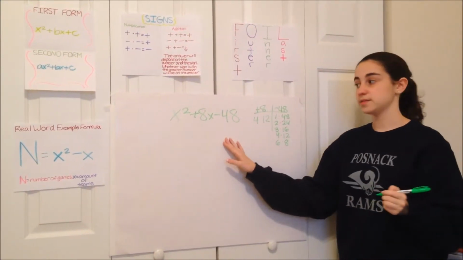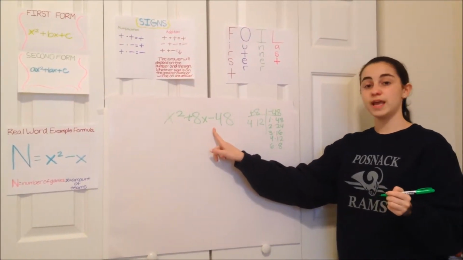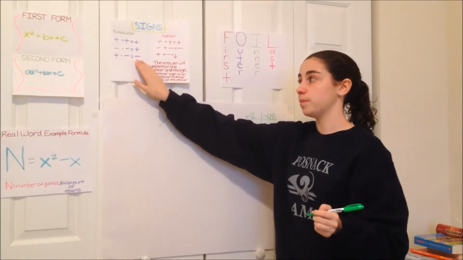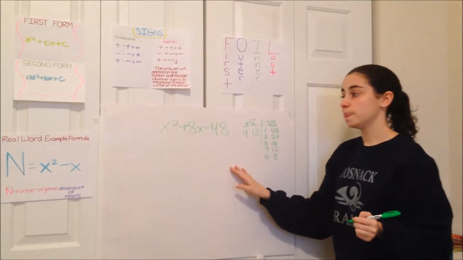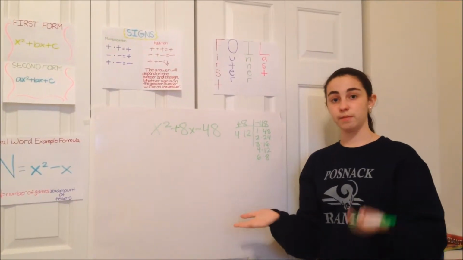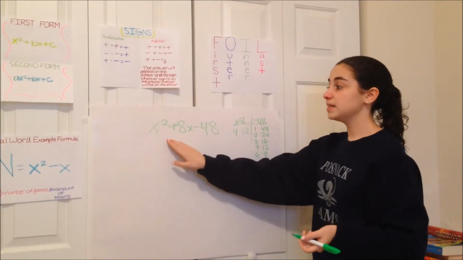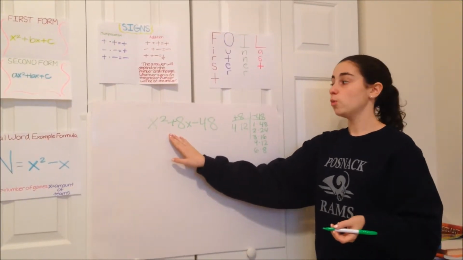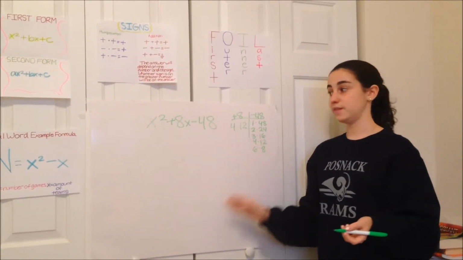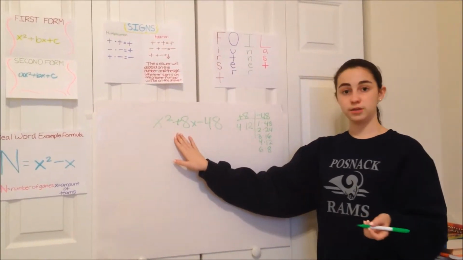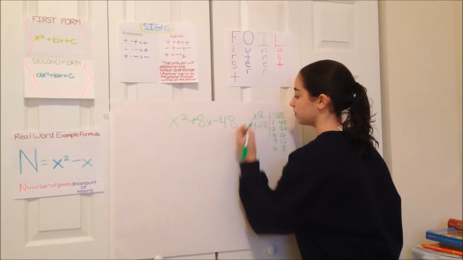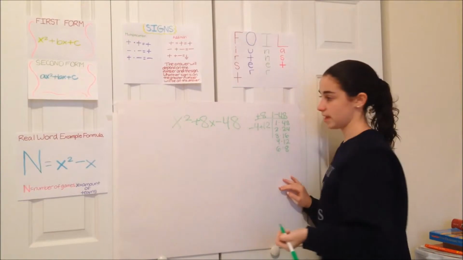Now we must look at the signs. The sign on the 48 is negative. So we know that a positive times a negative equals a negative. So we have to look at the sign on the 8 to tell which number will be positive and which will be negative. Because the sign on the 8 is positive, we know that the greater number between the 4 and the 12 has to be the positive, so the number as the sum will stay positive. So we know that the 12 is going to be positive and the 4 is going to be negative.